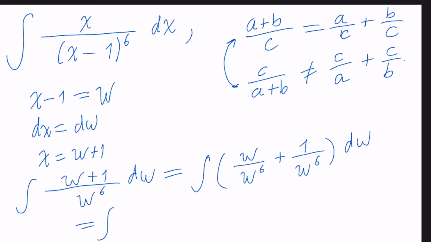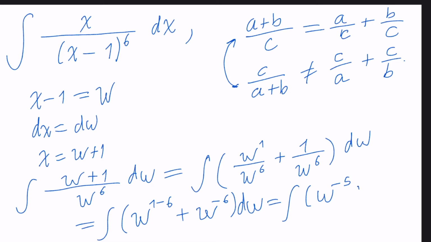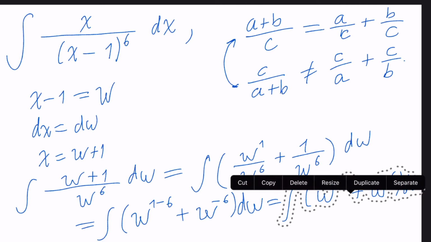Why? Because if you do some algebra here, you will know that this is w to the 1 minus 6 plus w to the minus 6, dw. And this is the same as the integral of w to the minus 5 plus w to the minus 6, dw. Okay, we can continue working on this part in the following whiteboard.